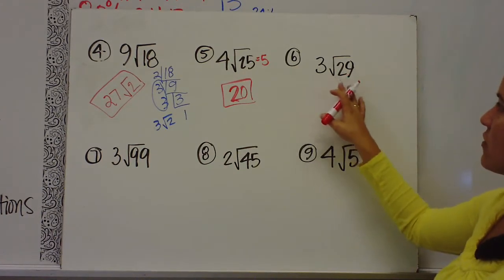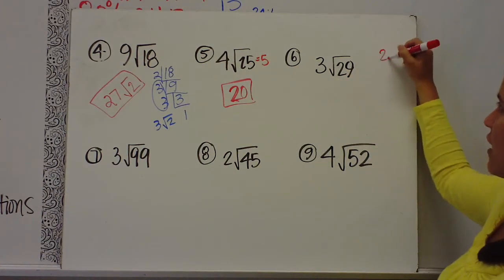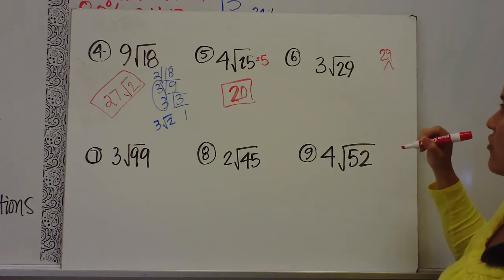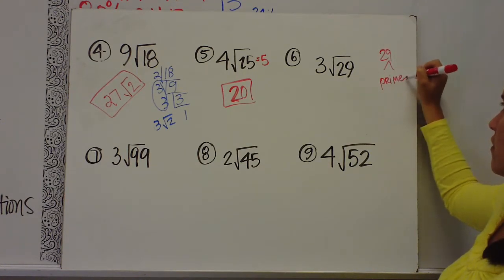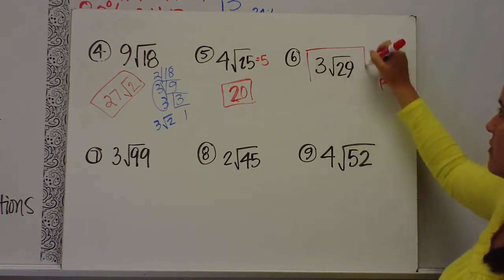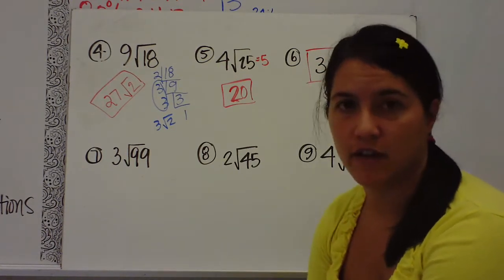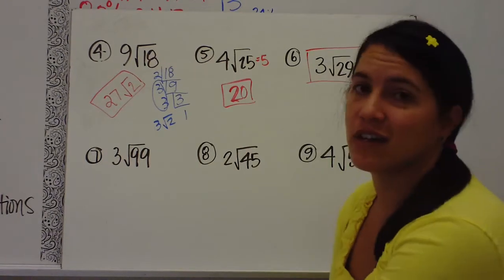Okay, so 3 times the square root of 29. 29, when you try to factor it, it's prime. So that means this is simplified. Alright, it doesn't simplify anymore because 29 is a prime number.